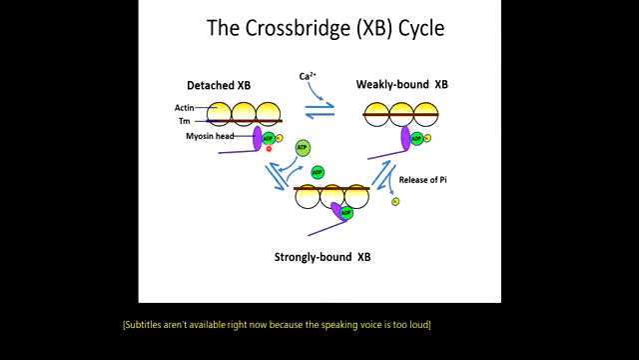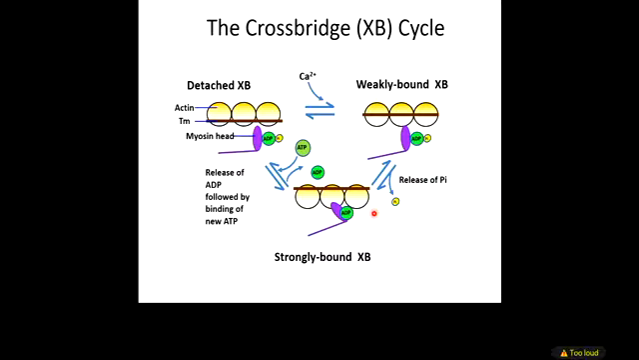Right, so we see that these 3 states of the cross bridge will align with the 3 states of the thin filament, right? And this is how the contraction will eventually take place. As these myosins interact with actin, they are going to cause the thin filament to slide over the thick filament, and that leads to contraction of the sarcomere.